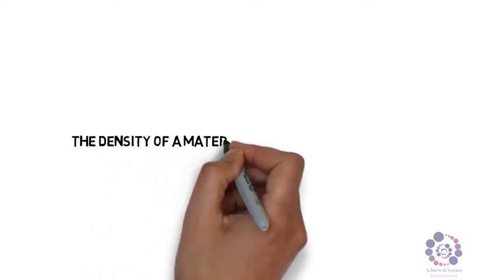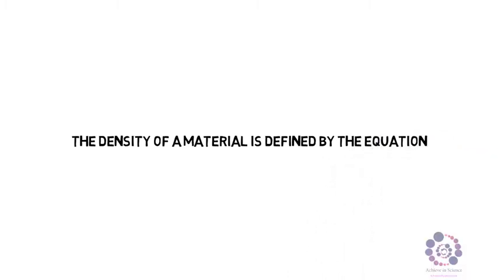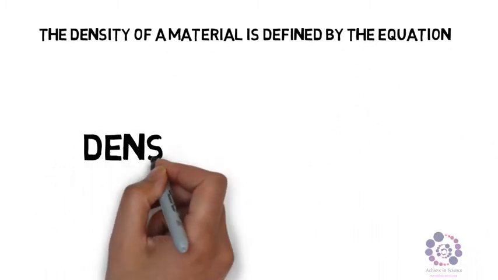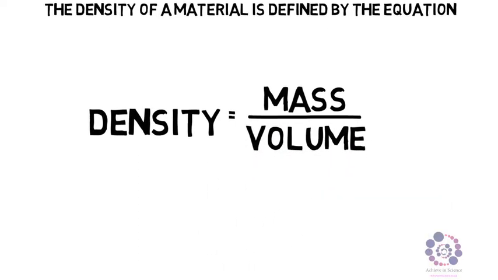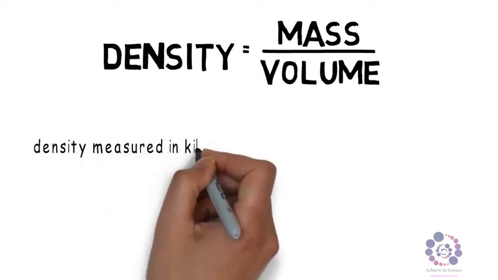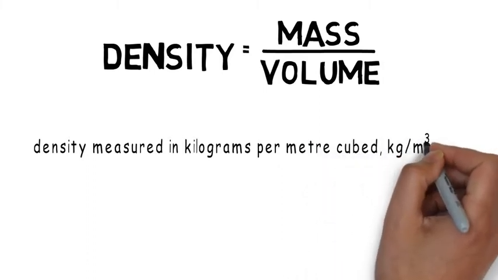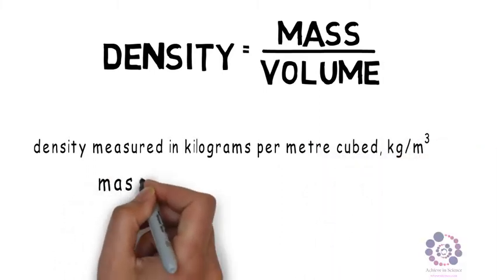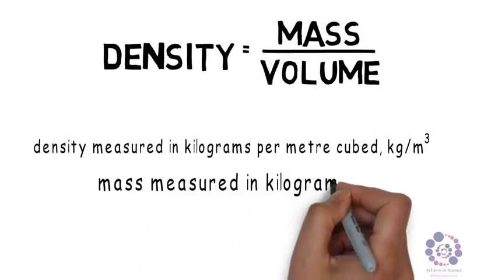Now, the density of a material is defined by an equation and can be calculated in the following way, where density equals the mass of the object divided by the volume of the object. It is also important to know the units. Density is measured in kilograms per meters cubed, kg/m³. The mass of the object should be measured in kilograms, kg. The volume should be measured in meters cubed.